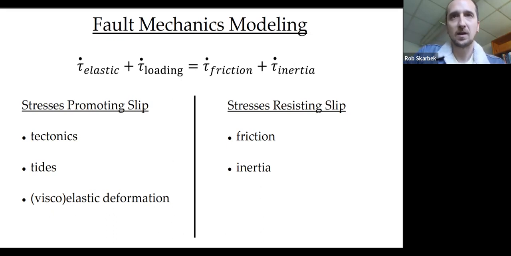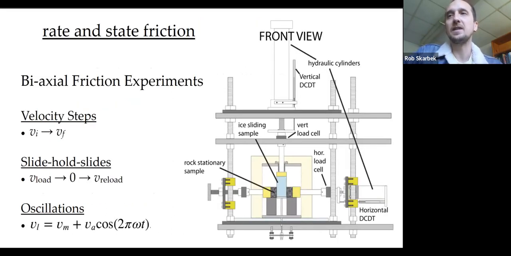So let's get into talking about friction. Rate and state friction. My favorite way of introducing rate and state friction, which I feel is probably a somewhat unfamiliar topic for this audience, is to talk about how people do friction experiments. The most common way to measure rock or ice friction is to use what's called a biaxial deformation apparatus, shown here in the schematic. It consists of a piston that can apply a force vertically and another piston that applies a force horizontally. A sample gets sandwiched between these two pistons and placed under a horizontal load.